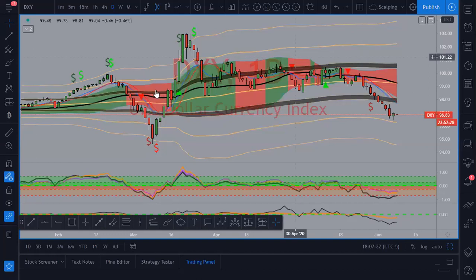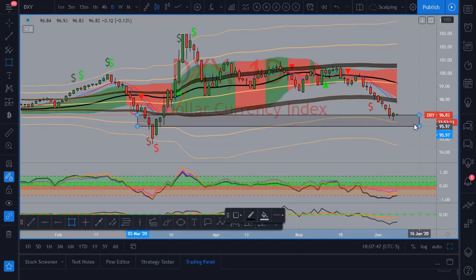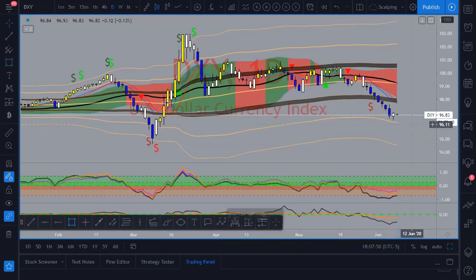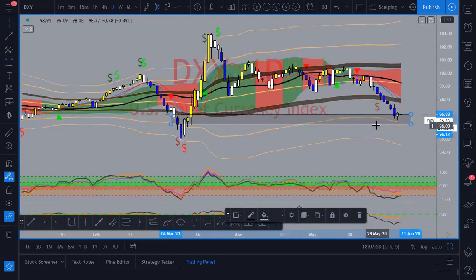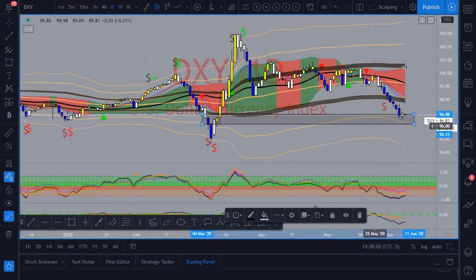So what we have here is we're looking at the DXY, and we had already talked about the news that's going to be coming up on Wednesday that you want to watch out for before I even started recording. I'm just drawing this out because I want to be able to see it a little better going into the past, because I usually draw out my support and my resistance like this.